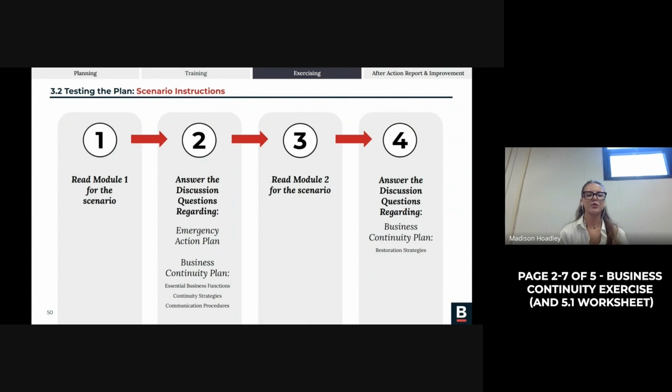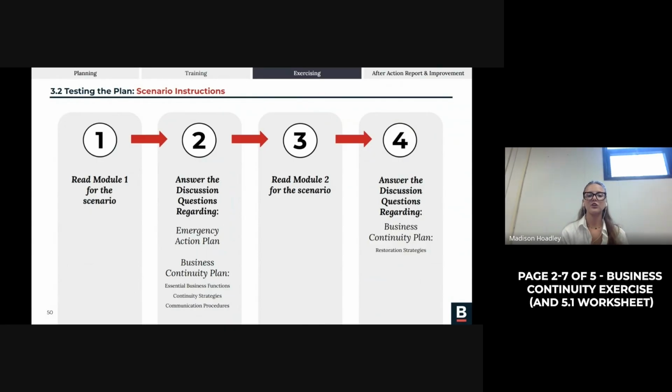So let's walk through the scenario instructions. So we'll start with scenario 1, a power outage that's affecting your ability to use essential equipment. So let's start by reading module 1 of scenario 1. Again, we're going to walk through this together, but I'm just walking you through the instructions now. A power outage. This is on page 4 of the exercise document. Once you've read through that, you're then going to respond to the module 1 discussion questions. Those are going to be on page 2.